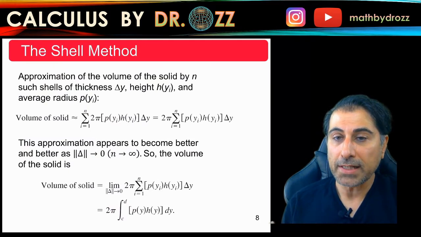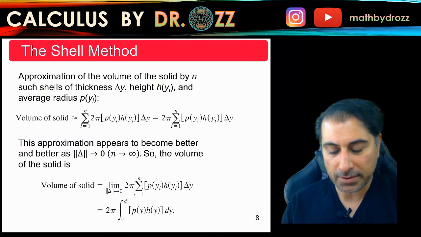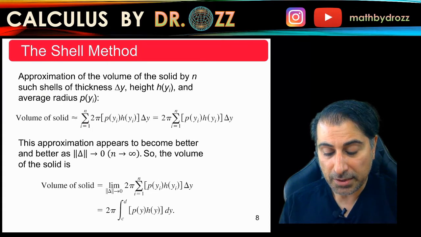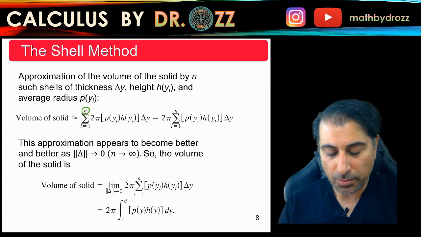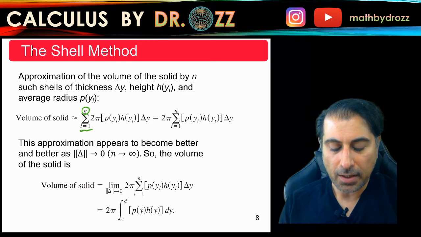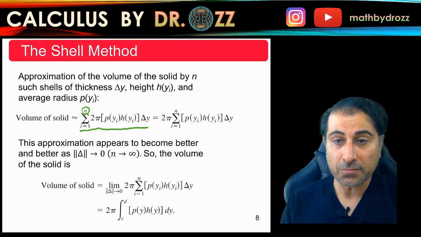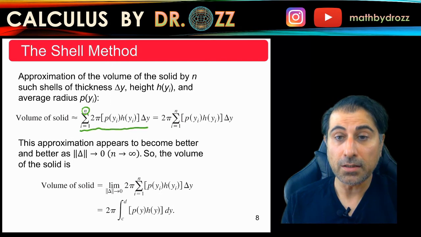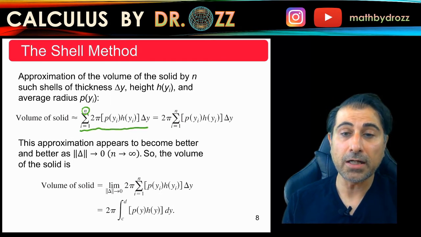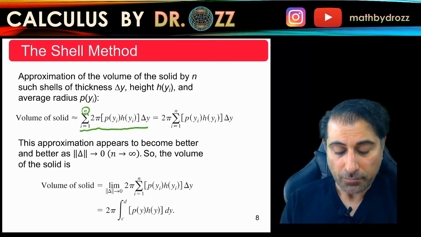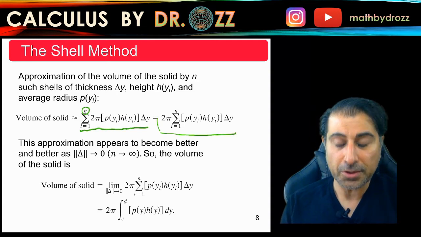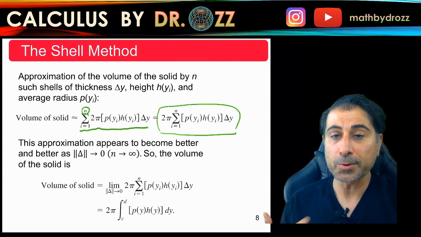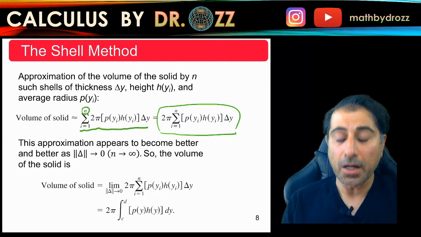So we have a lot of representative rectangles, let's say, and when I say a lot, that means I originally take n of them. And this sum tells us a good approximation of the volume of the solid by using shells. This is the formula that we have. What we're going to do here is just let n go to infinity. So we're going to increase the number of rectangles within that region.